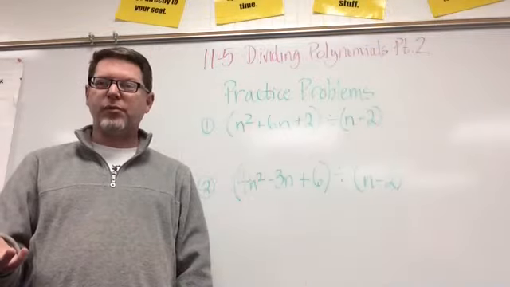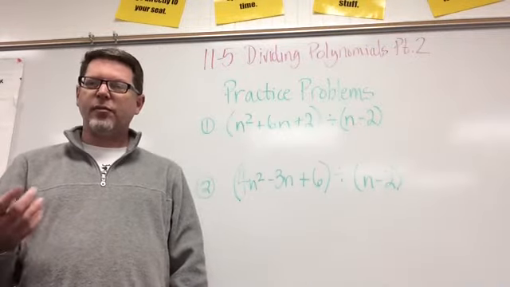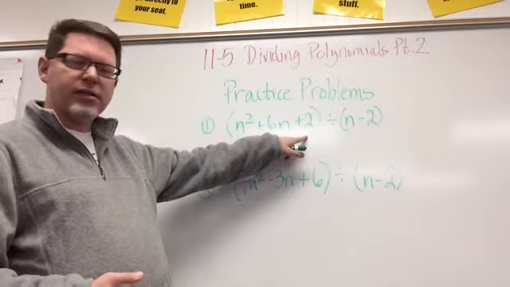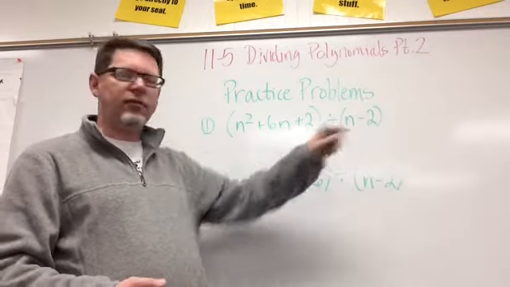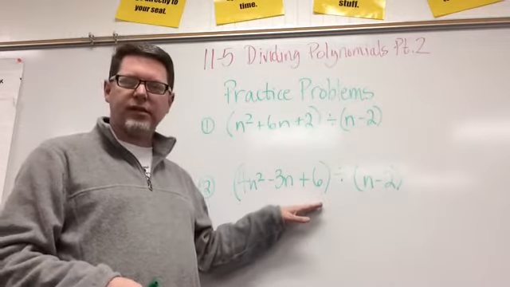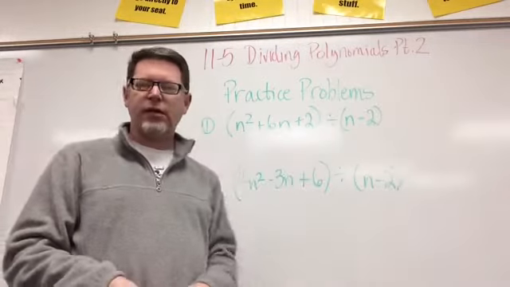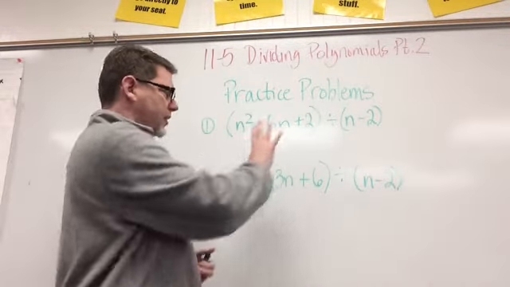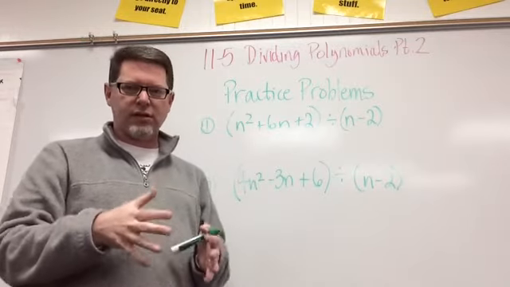So here are your two practice problems for this video. They're both using long division. The first one is n squared plus 6n plus 2 divided by the quantity of n minus 2. And the second one is 4n squared minus 3n plus 6 divided by the quantity of n minus 2. Notice I didn't leave out any exponents. Everything is there that you need to, just long division.